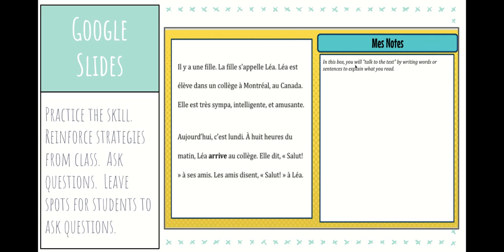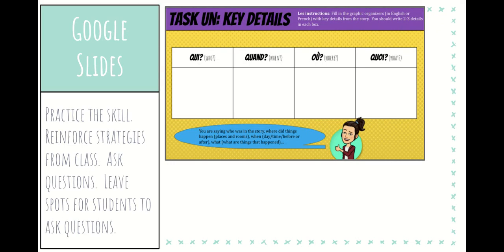And so again, I call this one in the box. You'll talk to the text by writing words or sentences to explain what you read. So they read this little passage and take little notes in this box. And then you could also use Google Slides to do the same activities.